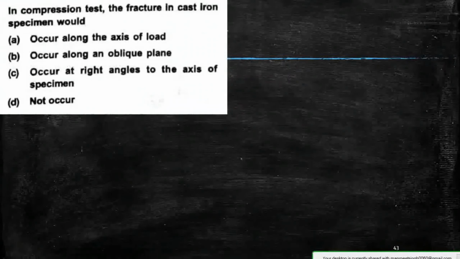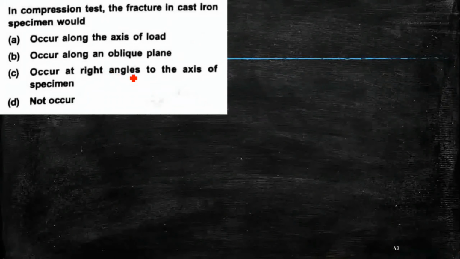Going to the next question, we have, in a compression test, the fracture in a cast iron specimen would occur along the axis of load, occur along an oblique plane, occur at right angle to the axis of specimen, or not occur. So the correct option is option B, occur along an oblique plane.